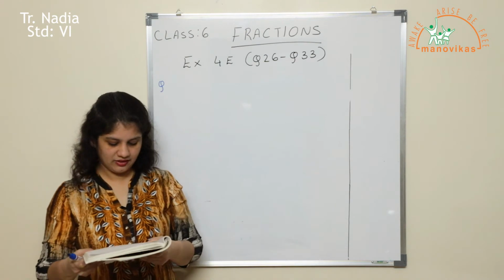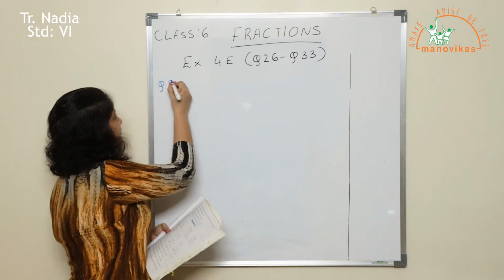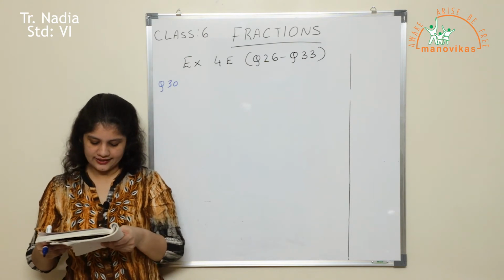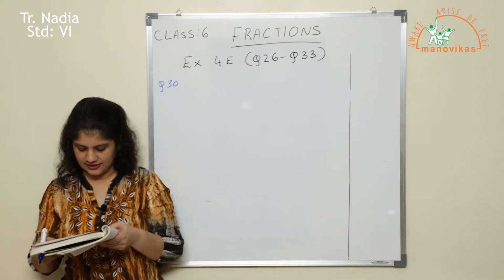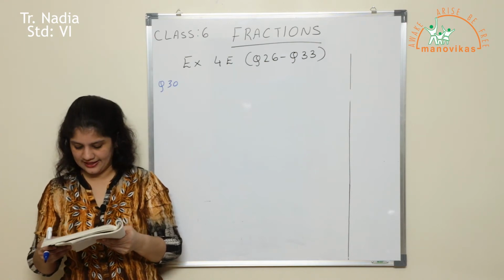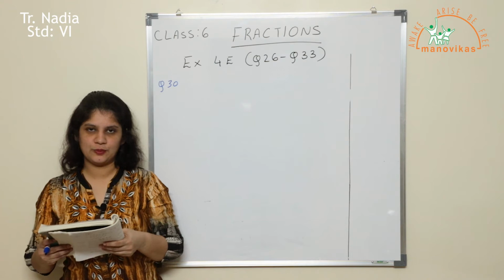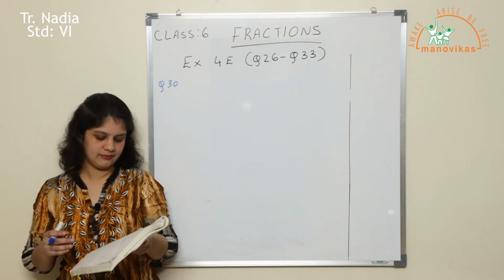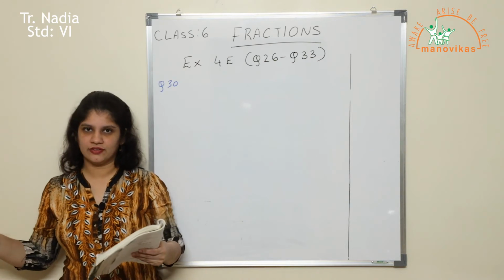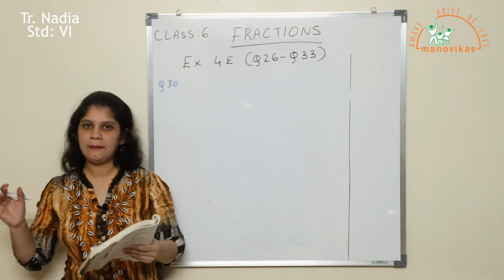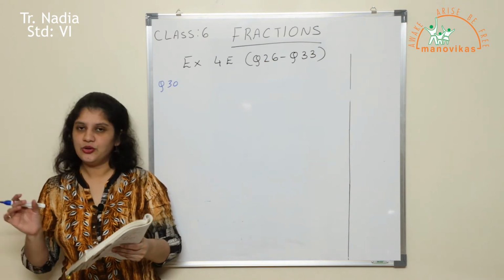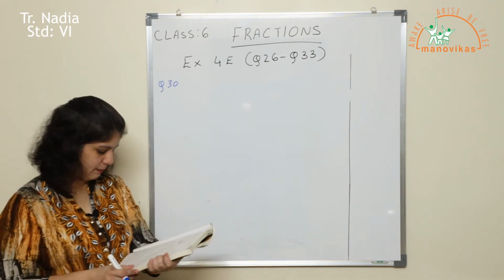Okay, question number 30. A cord of length 126.5 meter has been cut into 46 pieces of equal length. What is the length of each piece? Now this is again a similar sum, just like question 29. You know the original length of the cord. You know how many pieces are cut. Now you have to find the length of each piece.